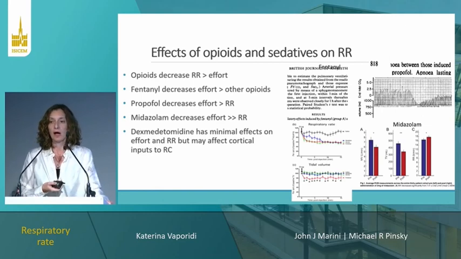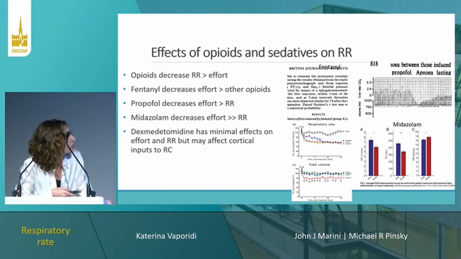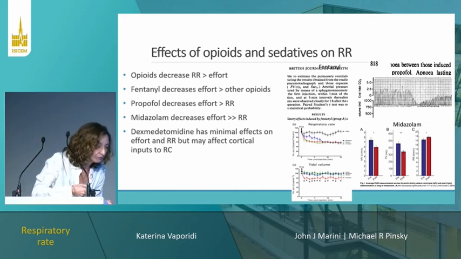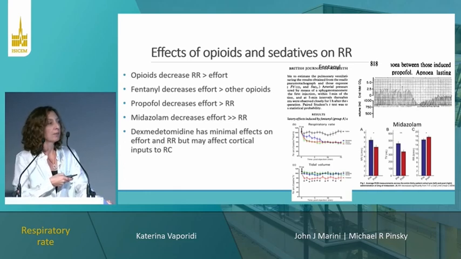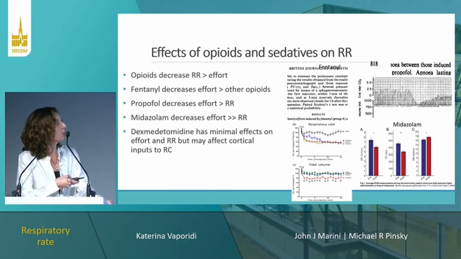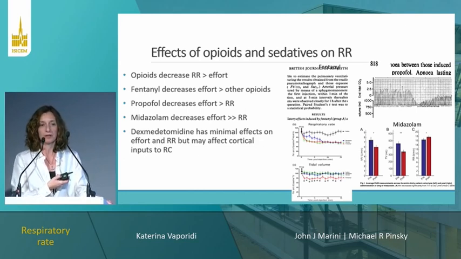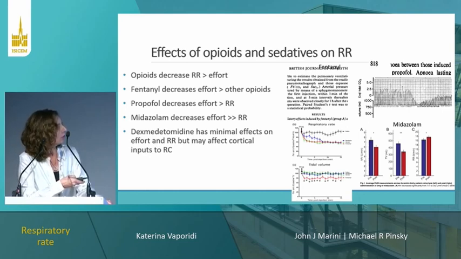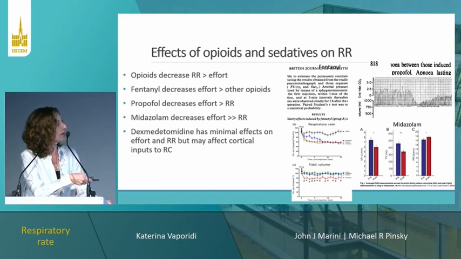And let's see how we modify respiratory rate with the medication we give in the ICU. We know that opioids decrease respiratory rate more than effort, but fentanyl decreases effort more than other opioids. They say that this is likely a cause of the increased death rate that we see with illegal fentanyl use. Now, propofol decreases effort more than rate.